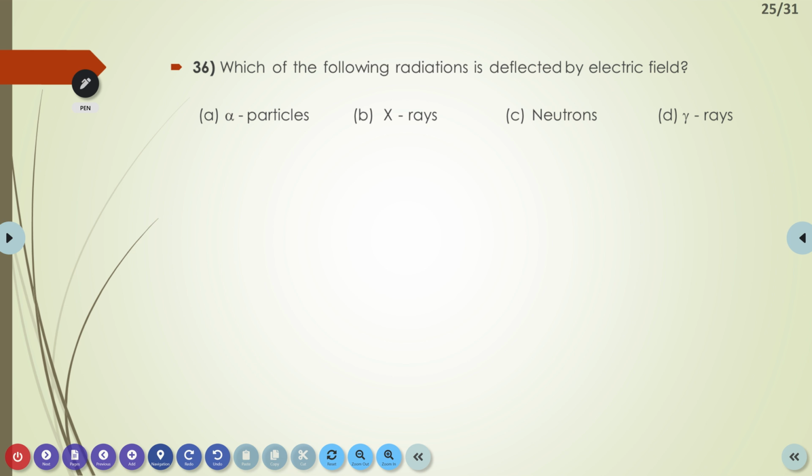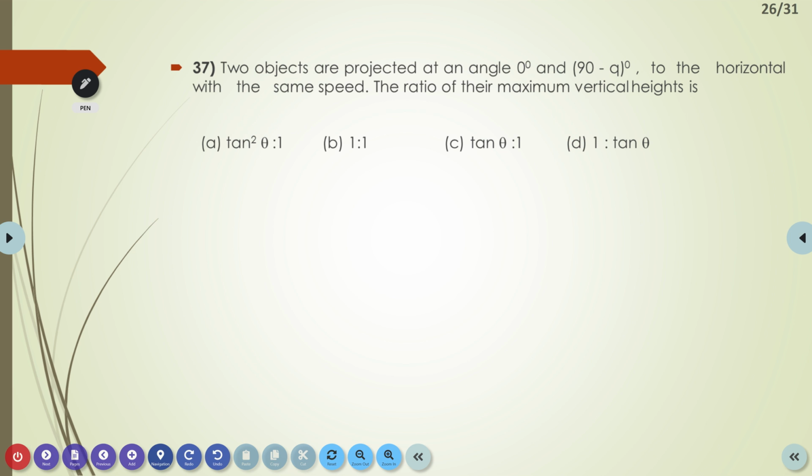Next. Which of the following radiations is deflected by electric field? Only the alpha particle. Only the charged particles undergo deflection by both electric field and magnetic field. These are electromagnetic waves. No, the charge is 0. These are photons. So only alpha particles.